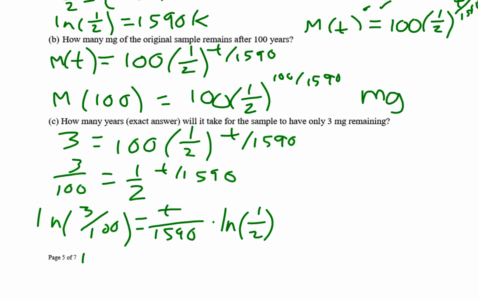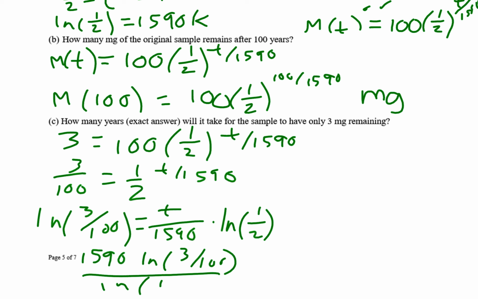I'm going to do two things at once. I'm going to multiply by 1590, and I'm going to divide by ln of 1/2. And that's our time, exactly in years.